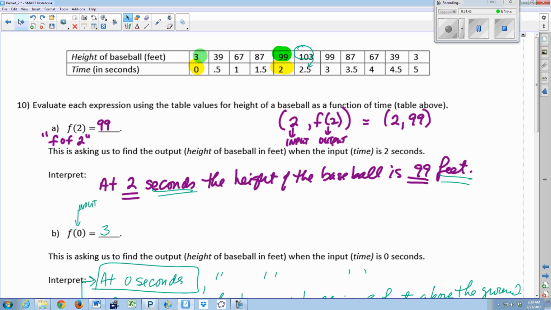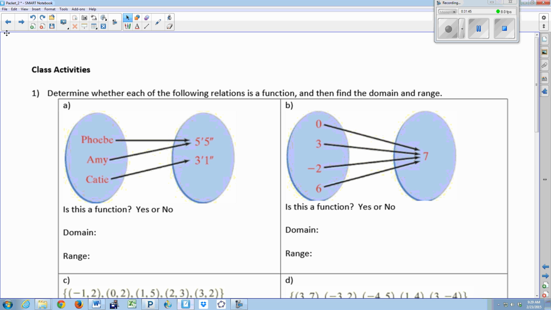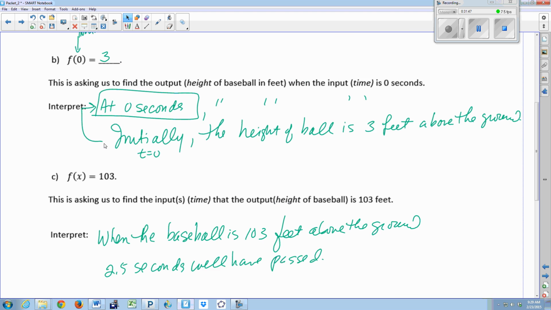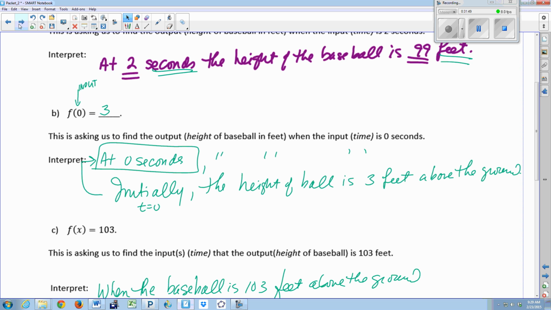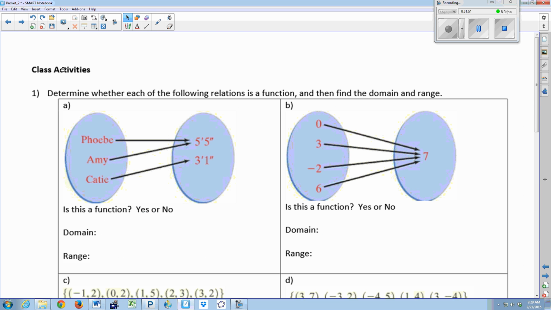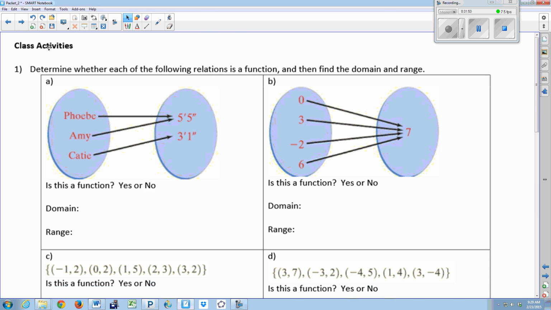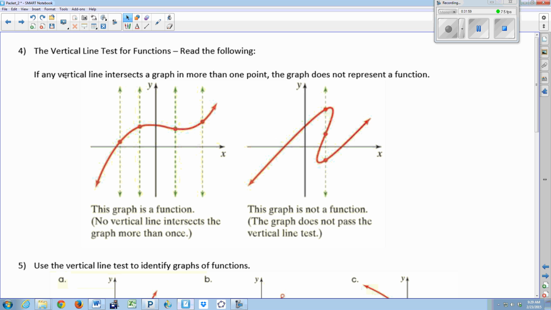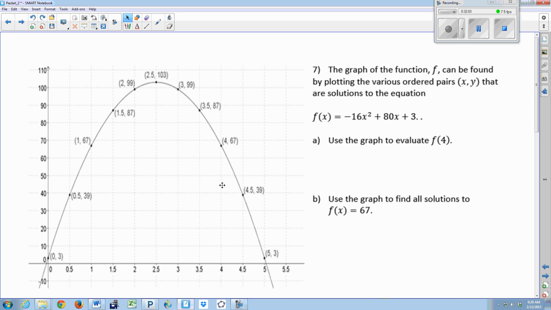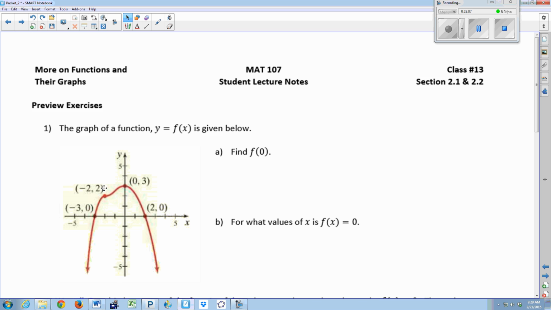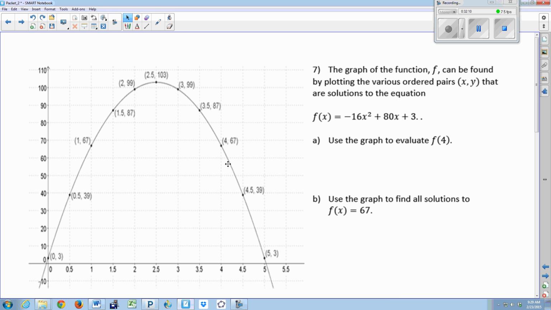Okay, so let's take a look at your class activities, because this is it for today for the demo. Your class activities are going to have you work with all of the new ideas from today: domain and range, whether something's a function. It also is going to have you learn a visual test for functions, and you'll be using graphs to interpret functions. So your class activities, I hope, should go pretty smoothly for you.